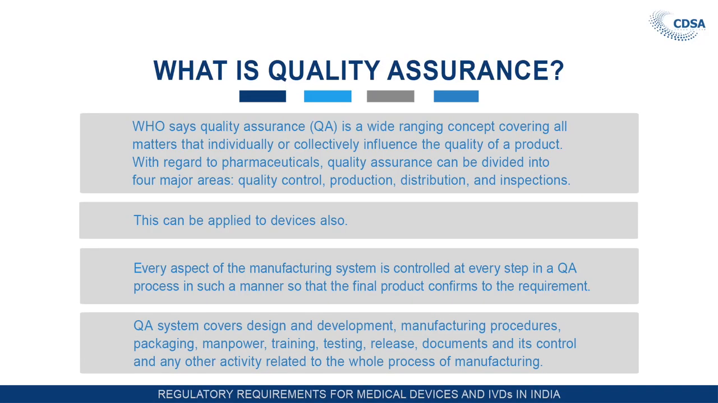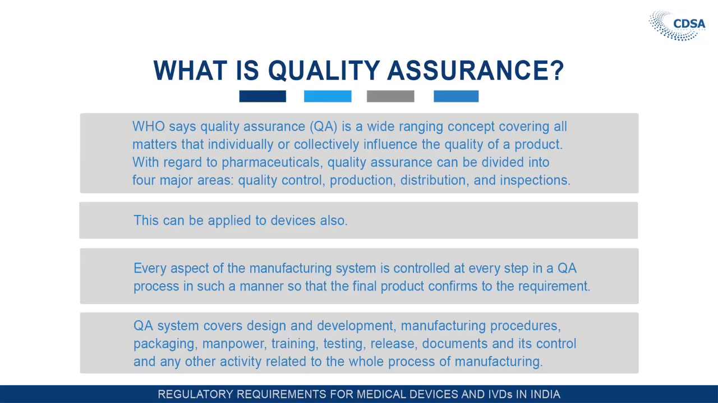Now, before we proceed further, let us first understand what is quality assurance. The WHO definition of quality assurance is, it's a wide-ranging concept covering all matters that individually or collectively influence the quality of a product. With regard to pharmaceuticals, quality assurance can be divided into four major areas, that is quality control, production, distribution and inspection. This can be applied to devices also, because all these four parameters in the manufacture of drugs are also applied to medical devices.